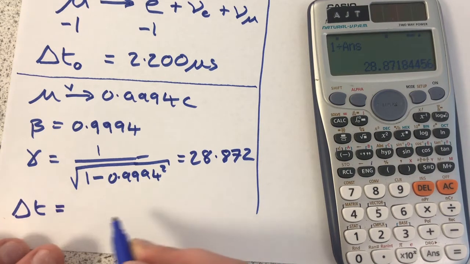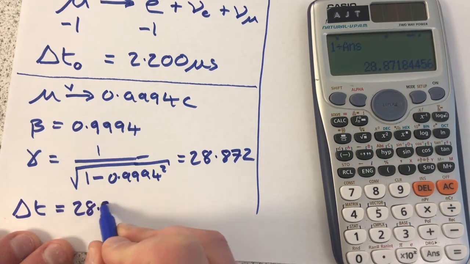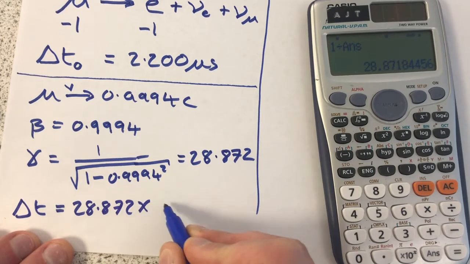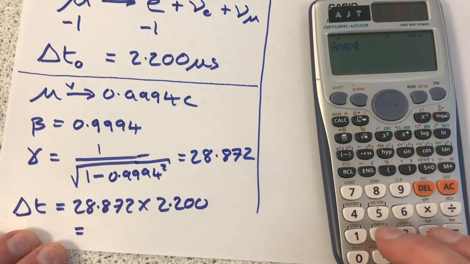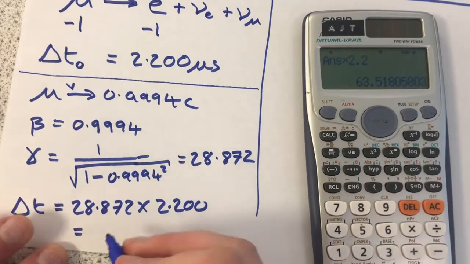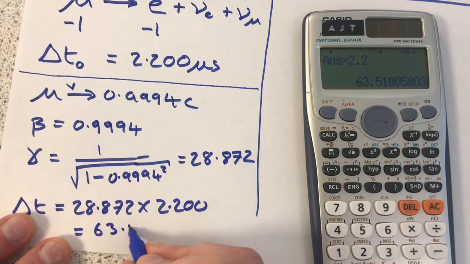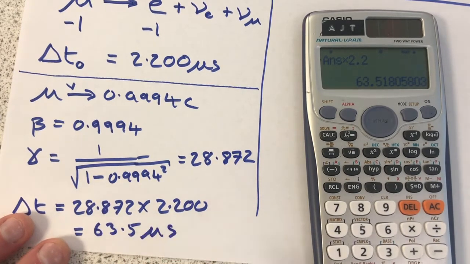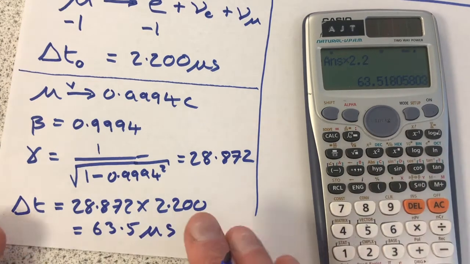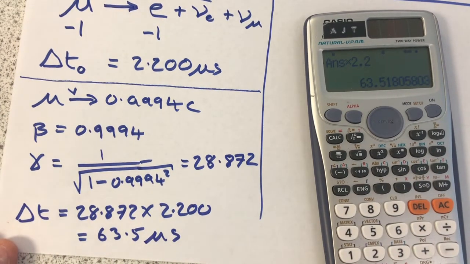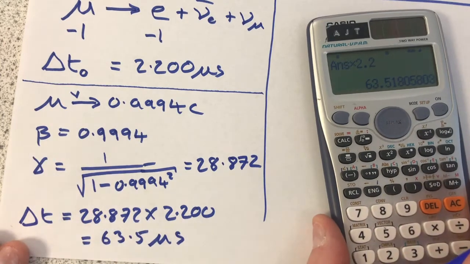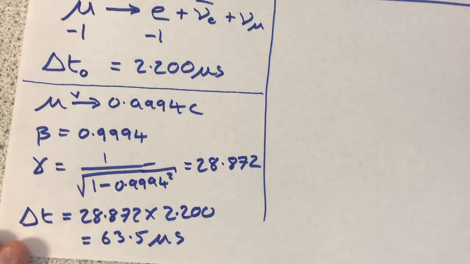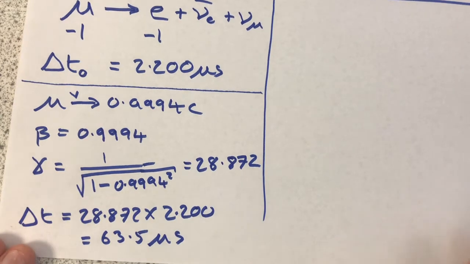should be equal to 28.872 times 2.200 microseconds, which equals 63.5 and some change microseconds. And lo and behold, when they reproduced this in the lab, they found a similar time for the duration of a muon when it's fast moving, one that matched Einstein's predictions within the experimental error.